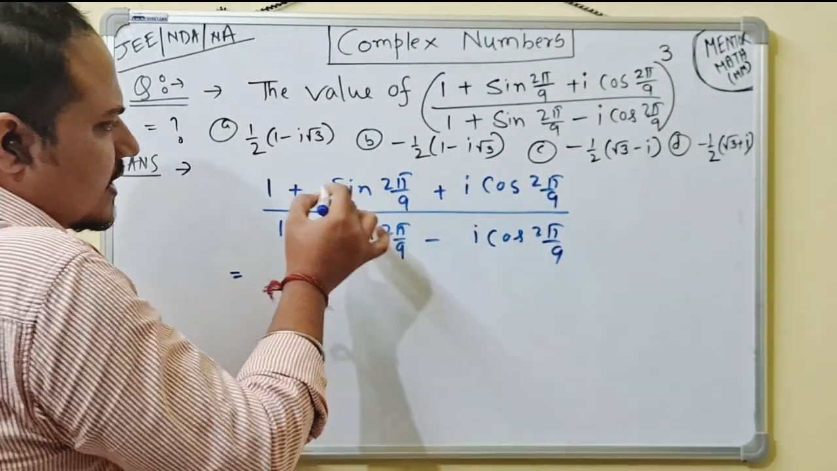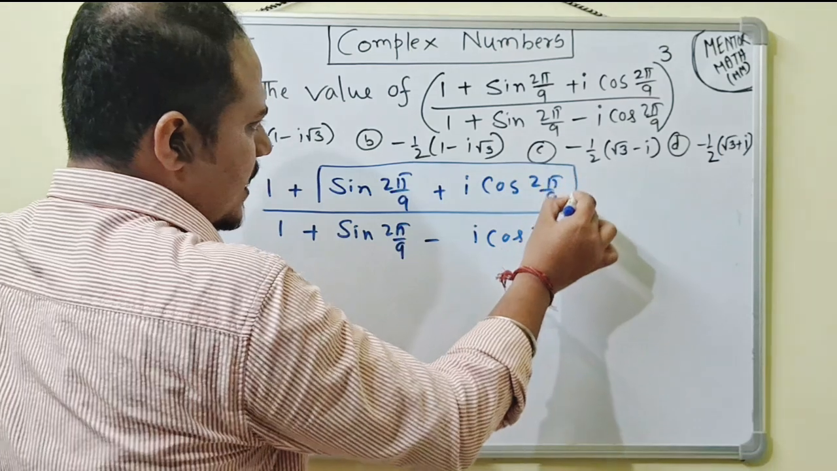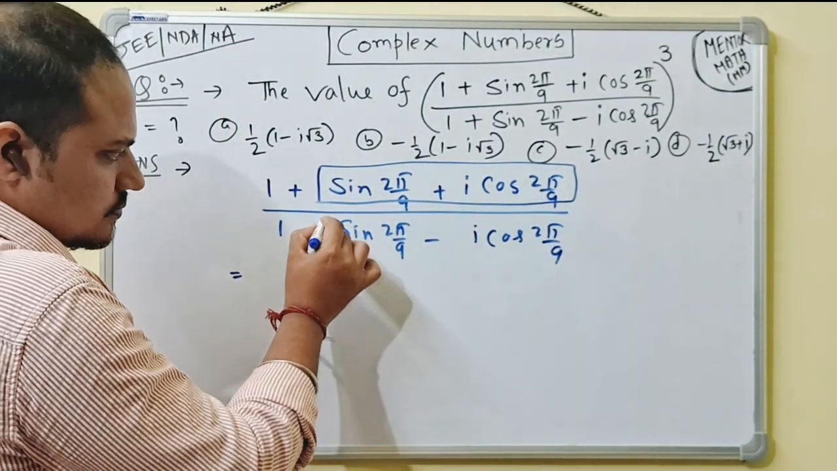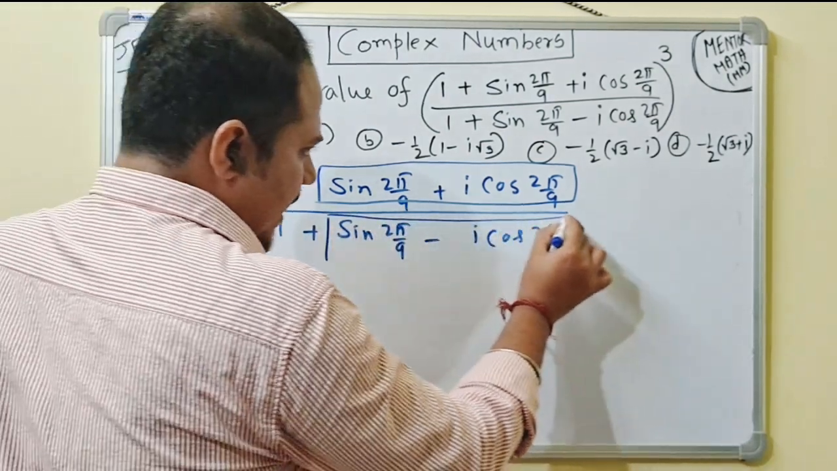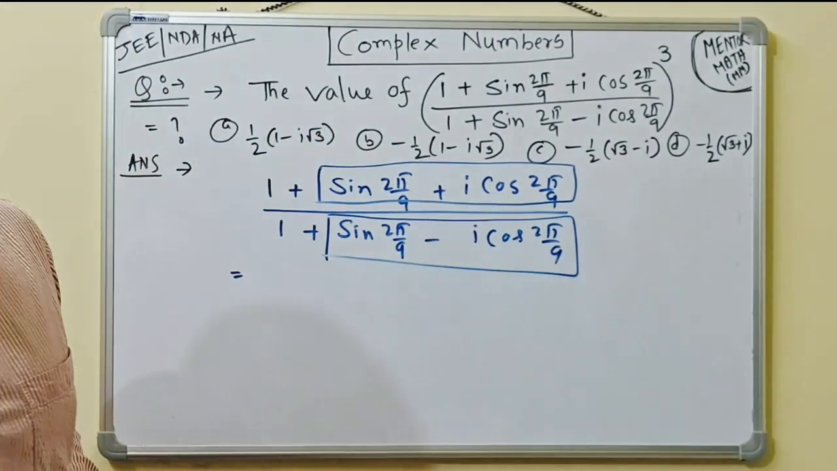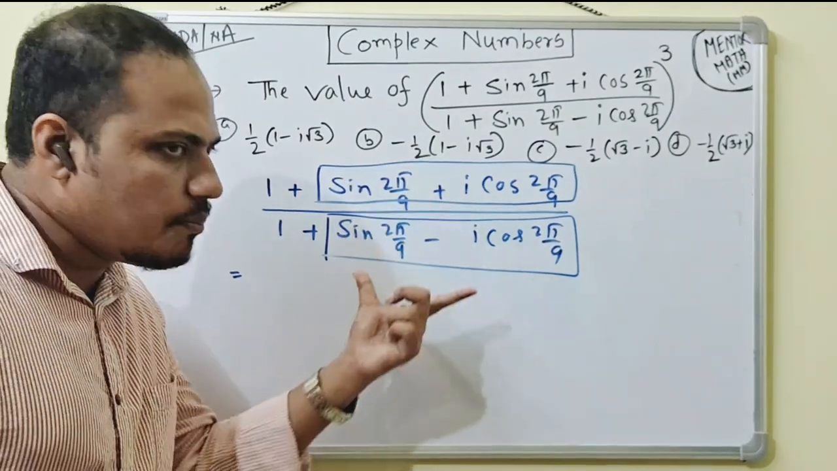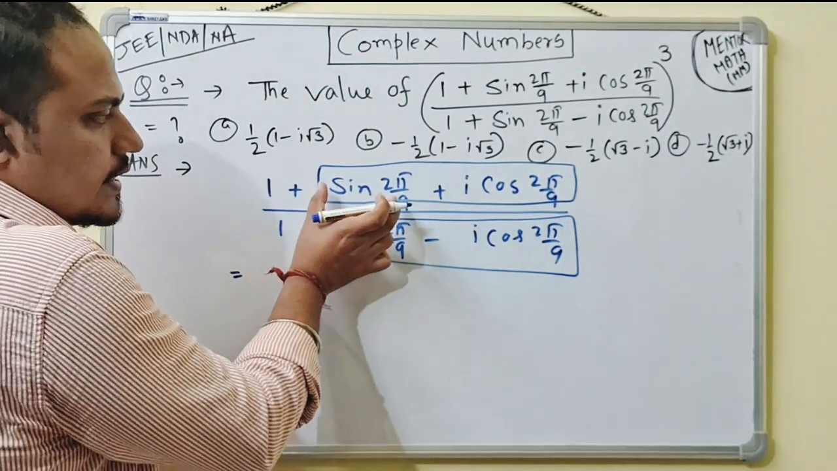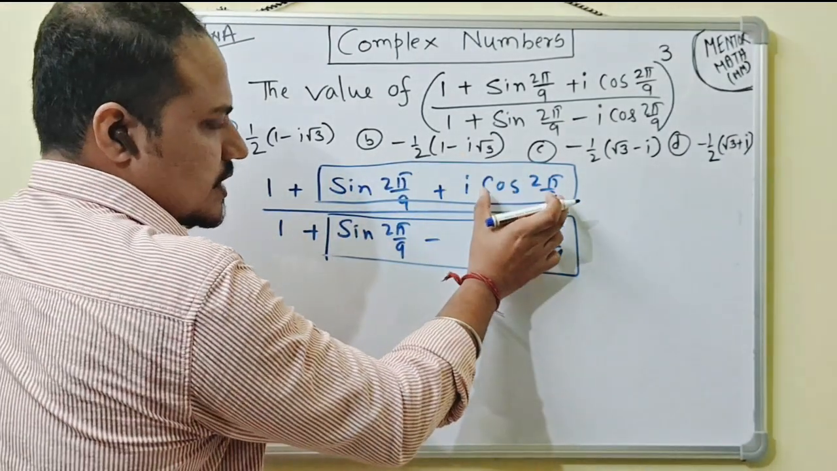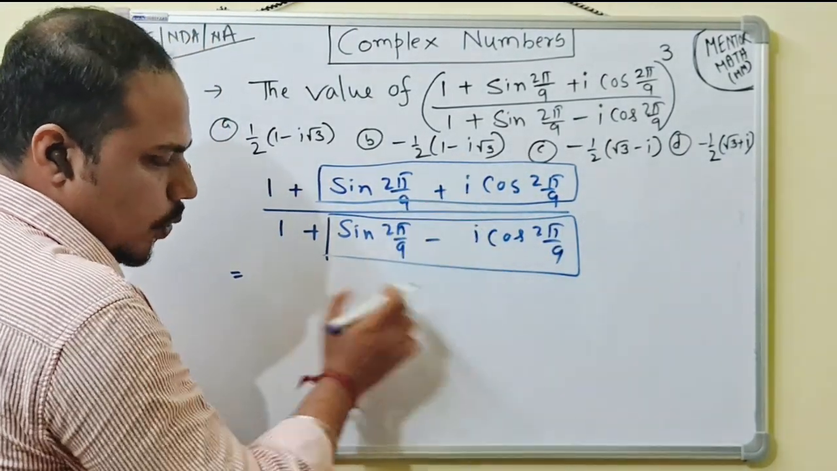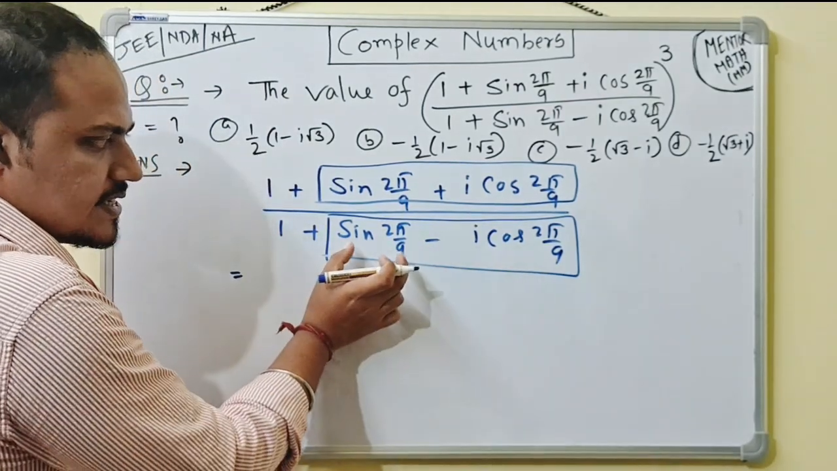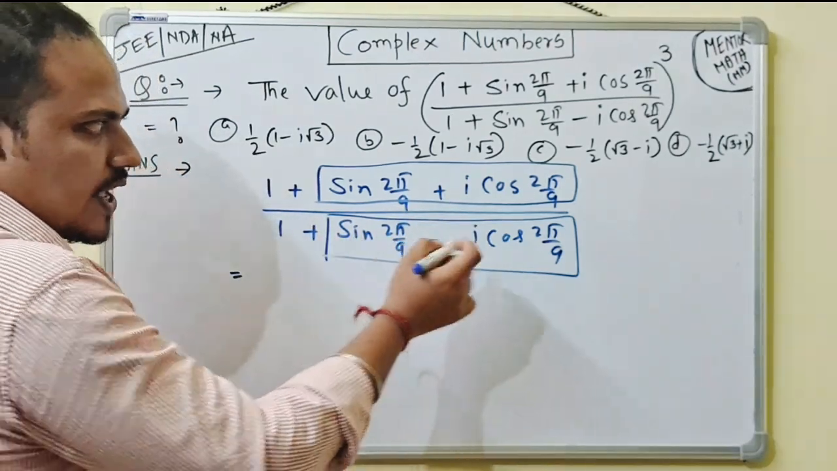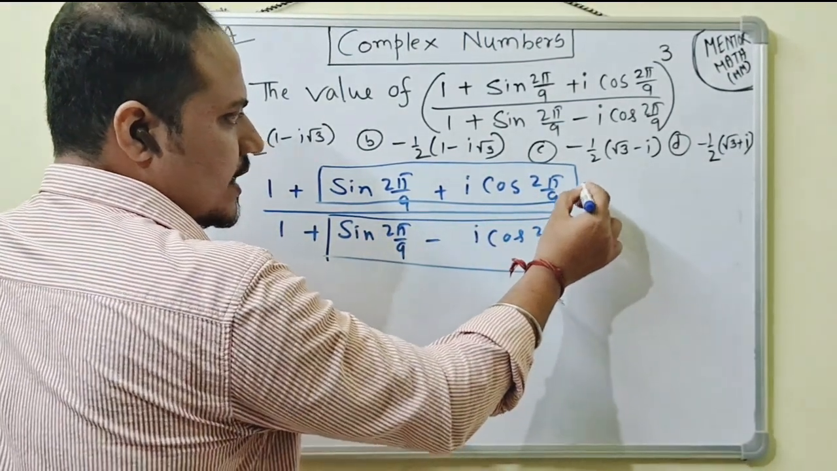So look at this form, sin 2π/9 + i cos 2π/9, as well as sin 2π/9 − i cos 2π/9. These two complex numbers, you can see now, are conjugates of each other. Why? Because this is your real part, this is your imaginary part, this is the plus sign, whereas the denominator contains the same real part, the same imaginary part, just the sign changed to minus. So that's why these two forms are conjugates of each other.